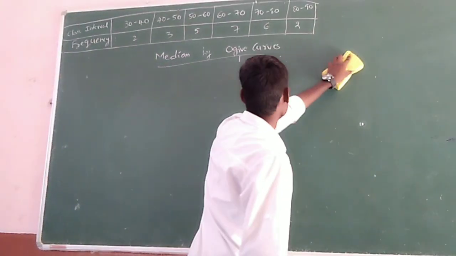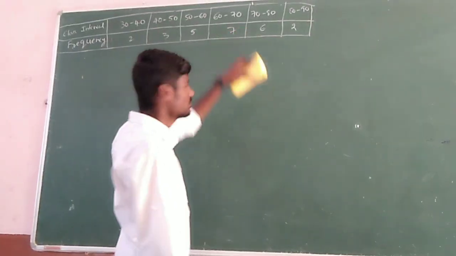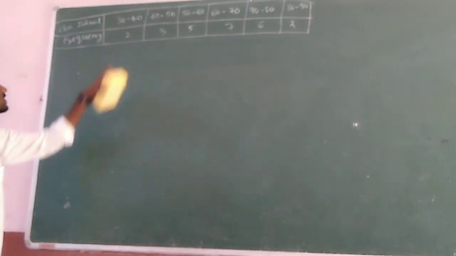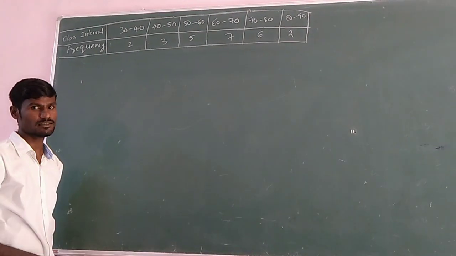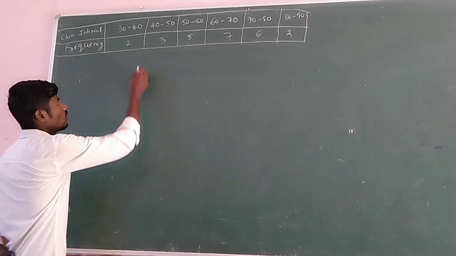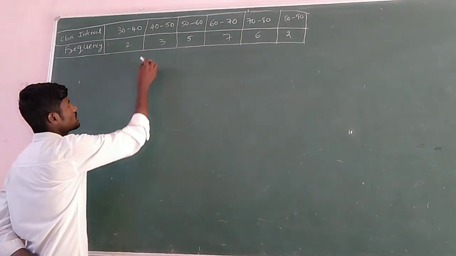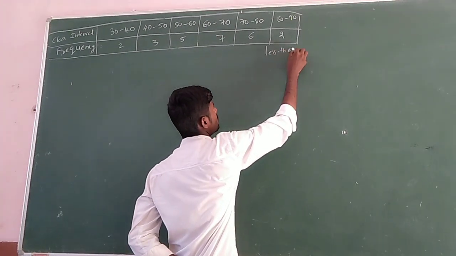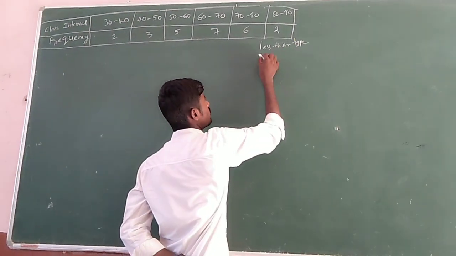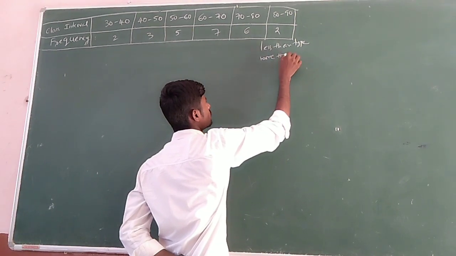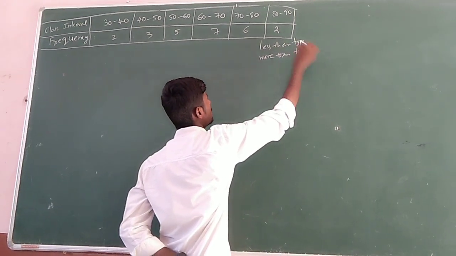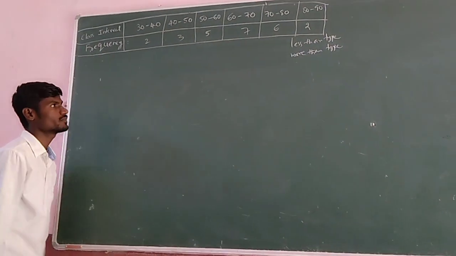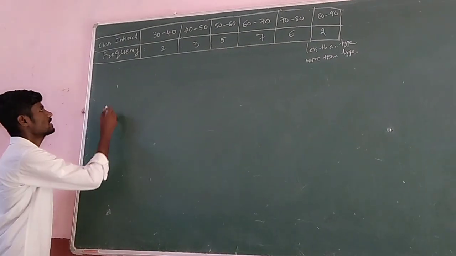Okay, so let us see here. If we consider a data set with some class intervals and frequencies given, we are going to find the median with the help of ogive curves. What are those ogive curves? We have two types: less than type and more than type. So let us draw them, and then we can find the median.